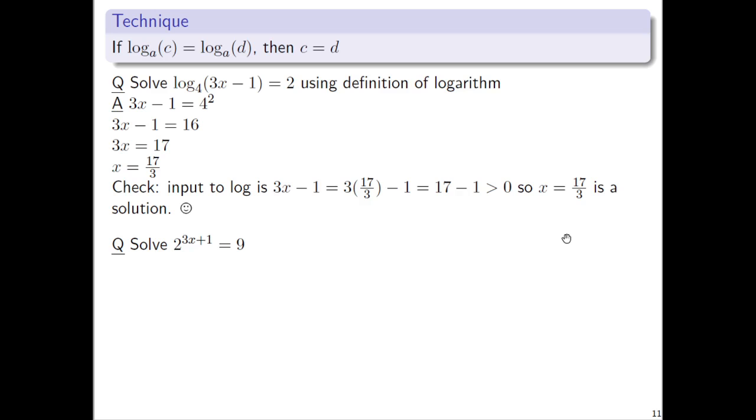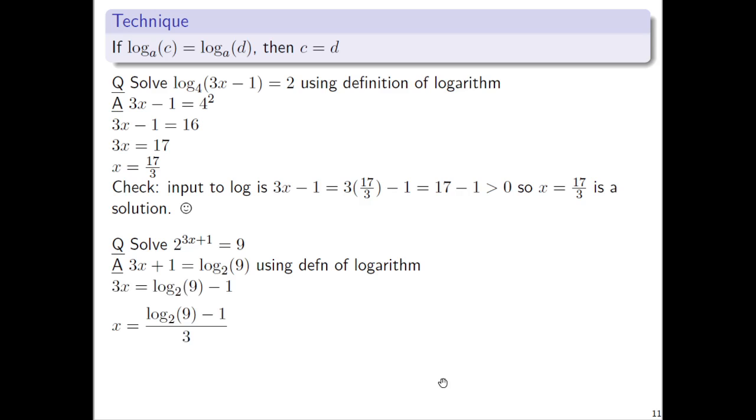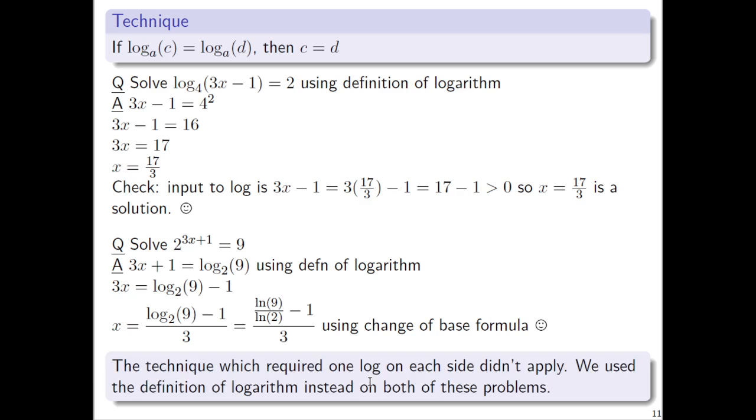Now let's also solve 2 to the 3x plus 1 equals 9. That's also going to need the definition of logarithm. So we reorganize this as 3x plus 1 equals log base 2 of 9, subtract 1 on both sides, divide by 3 on both sides, and as a final answer we have log base 2 of 9, then a minus 1, all over 3. Now, we could rewrite the answer a different way, ln of 9 over ln of 2, to replace the log base 2 of 9 part, using the change of base formula. It's just that this is the type of thing that you would type into a system.